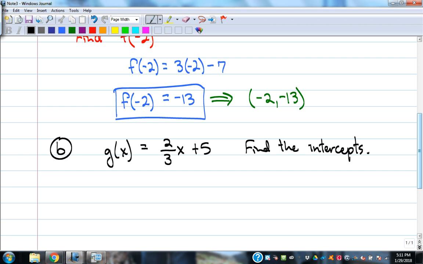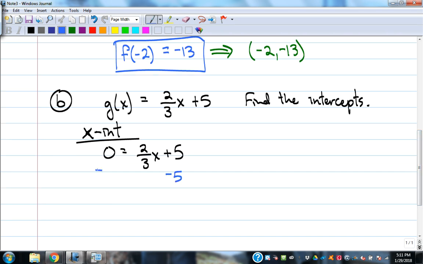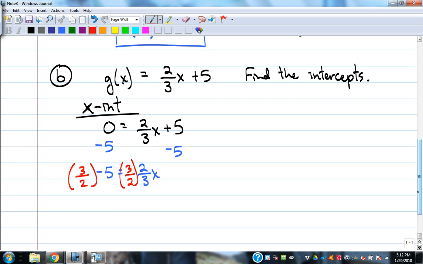But the good thing is we know some algebra, and if we want to find an X intercept, where do we put the 0? In the Y place. So we set the equation equal to 0. Solve that thing. Good old math. Divide by 2/3. I'm going to do the kind of cocky thing of multiplying by the reciprocal. Make it sound awesome. It's really not that any different.